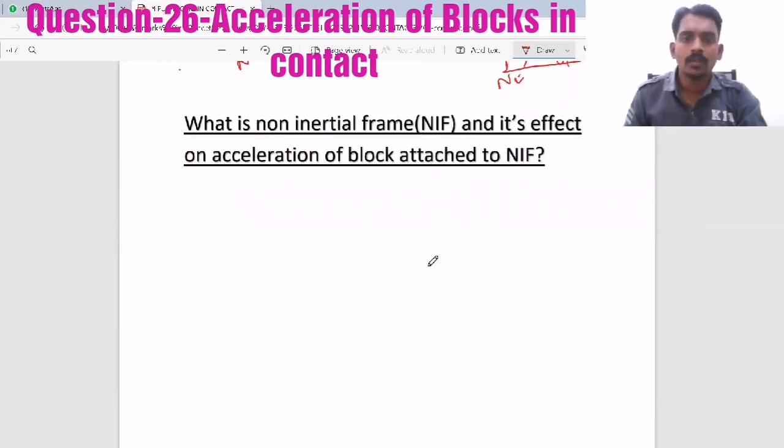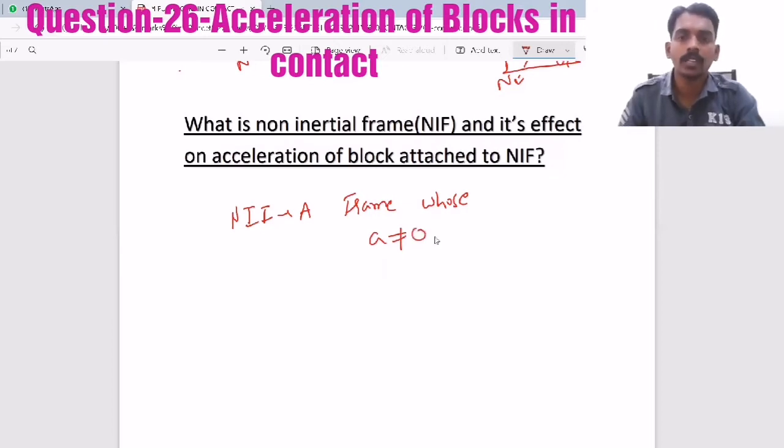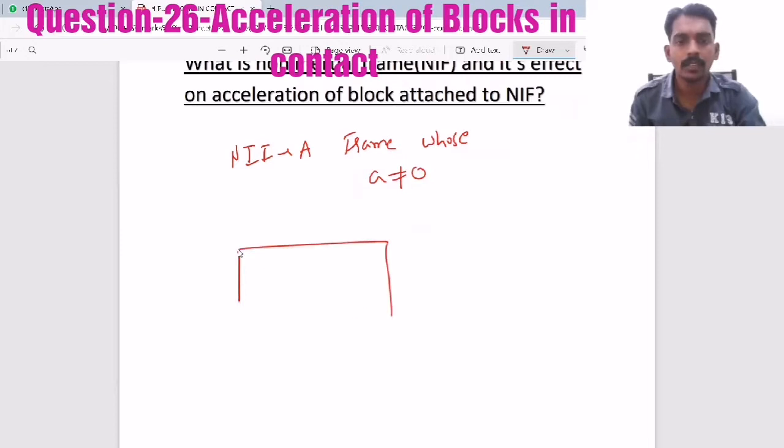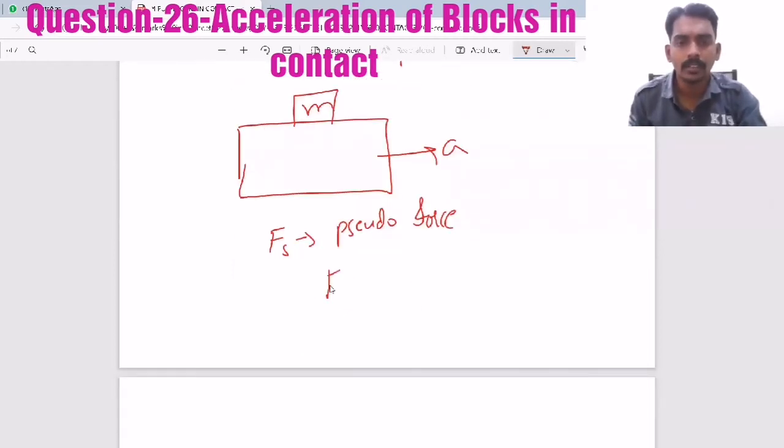Then, what is a non-inertial frame and its effect on the acceleration of a block attached to it? A non-inertial frame means a frame whose acceleration is not zero. When a non-inertial frame is moving with some acceleration and a particle of mass m is attached, there is a pseudo force. Pseudo force is an imaginary force acting on the particle attached to the non-inertial frame, and its magnitude is the mass of the particle times the acceleration of the frame. Sometimes they can ask questions based on this also.